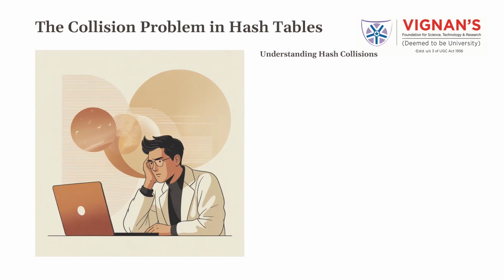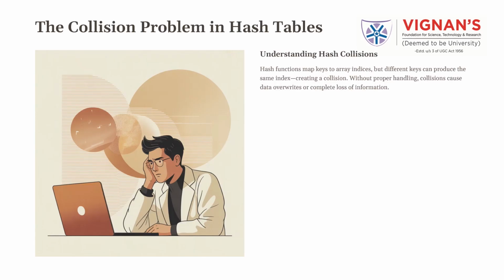A hash table uses a hash function to convert keys into array indices. Even with a good hash function, collisions are unavoidable because the number of possible keys is much larger than available indices. For example, two different keys may generate the same index value.